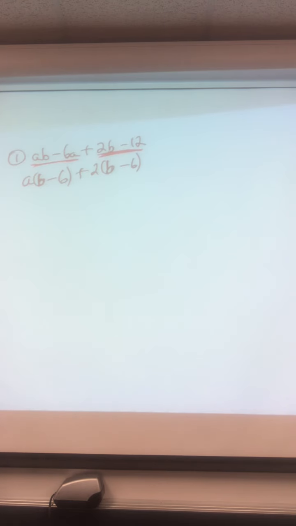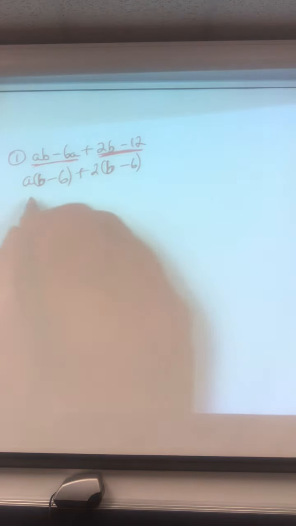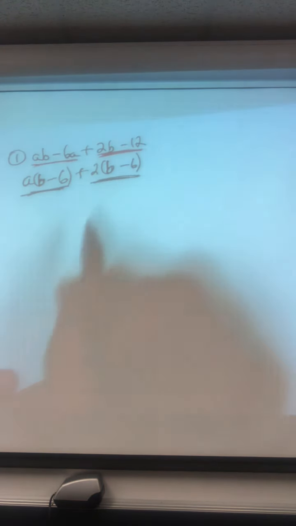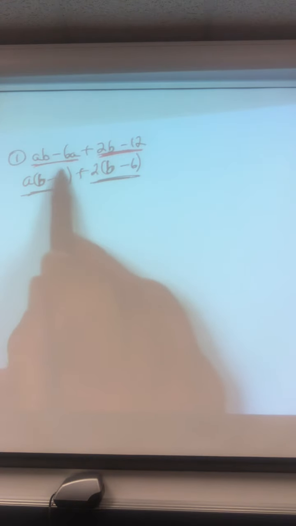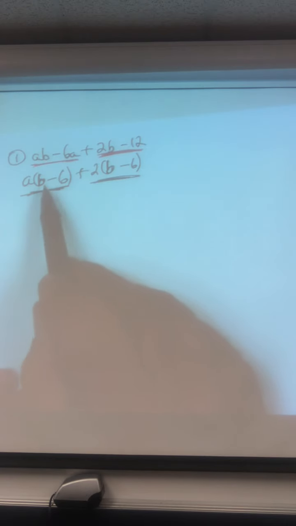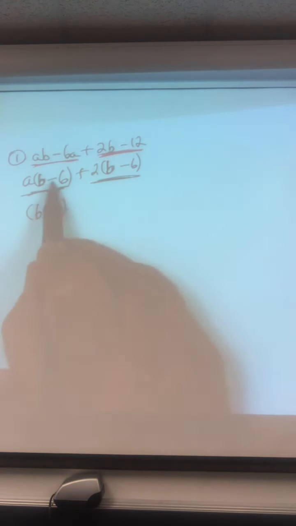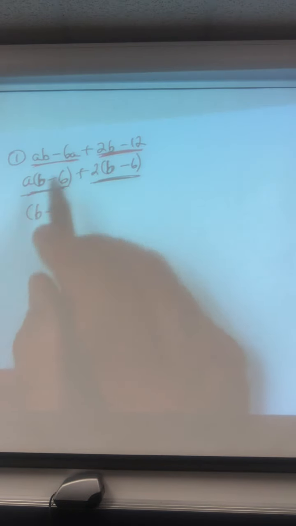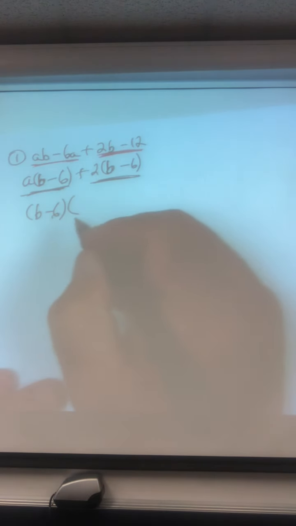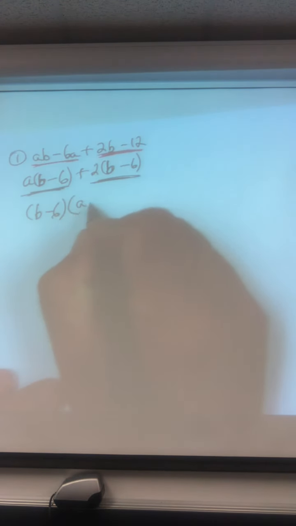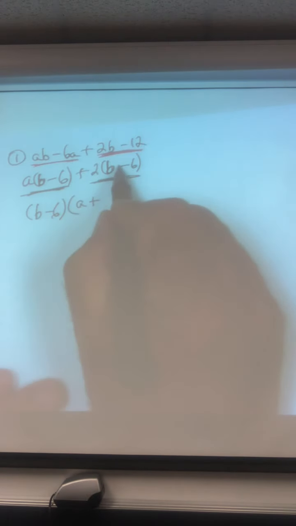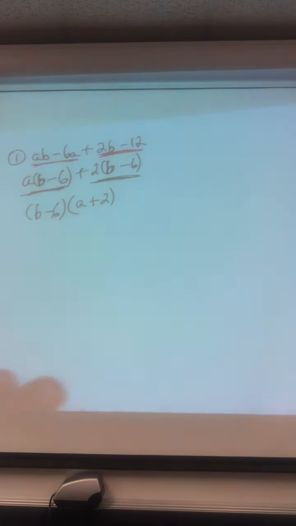What does step 3 say to do? If there is a common binomial, and this is why we did those problems a while ago. Is there a binomial in this group that also appears in this group? Yes. What is that binomial? B minus 6. So there's a B minus 6 in both of these terms. So since they're the same, we can group. So factor out the B minus 6 times, and if you divide B minus 6 into this, you're left with just A, plus, and if you divide B minus 6 into the second term, you're left with 2.